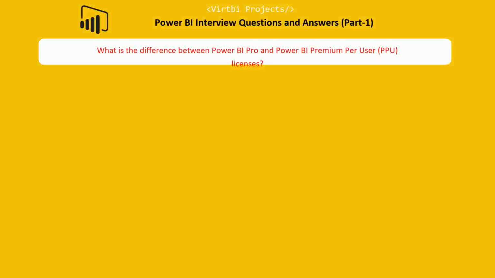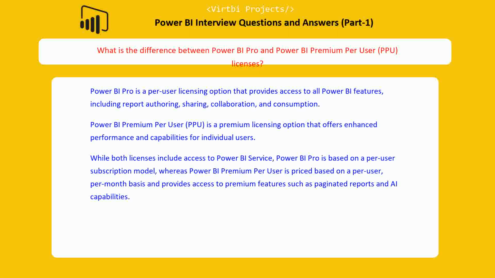What is the difference between Power BI Pro and Power BI Premium per user, PPU, licenses? Power BI Pro is a per-user licensing option that provides access to all Power BI features, including report authoring, sharing, collaboration, and consumption. Power BI Premium per user, PPU, is a premium licensing option that offers enhanced performance and capabilities for individual users. While both licenses include access to Power BI Service, Power BI Pro is based on a per-user subscription model, whereas Power BI Premium per user is priced based on a per-user, per-month basis and provides access to premium features such as paginated reports and AI capabilities.